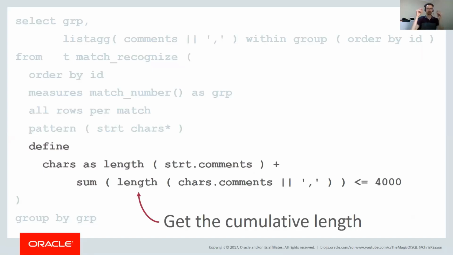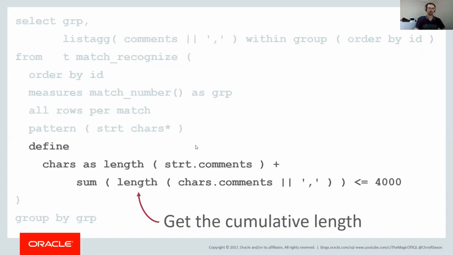So first row we match, we say, okay, well, what's the length of that? So this is our length here, length strt comments. Assuming that's less than 4,000 characters, probably is if it's in a varchar, then we're okay, and then we can start adding in the comments on the end here. So we're looking for a pattern here where we've got one row which is less than 4,000. We need to keep adding more and more rows onto the end of it until the total length of the string we've got exceeds 4,000 characters.